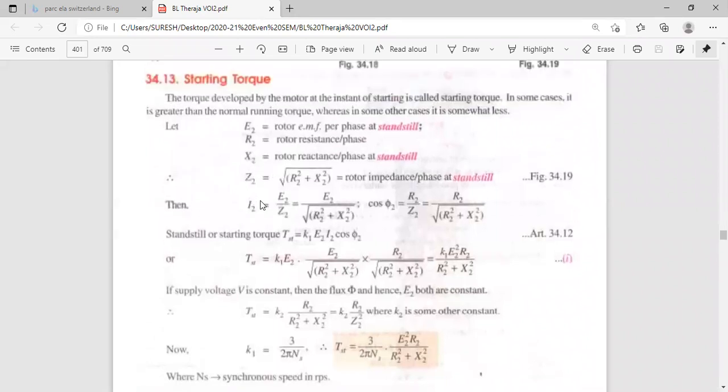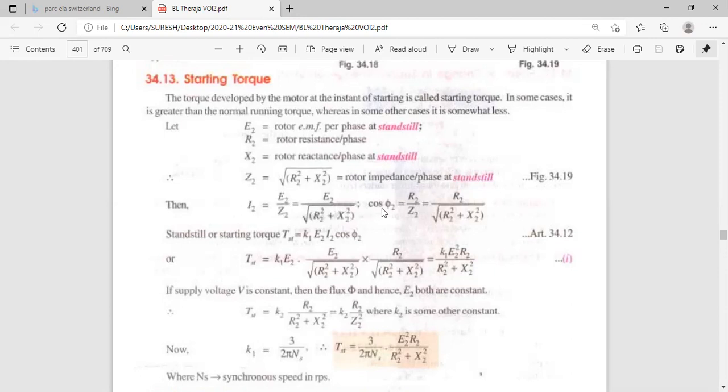Actually, this derivation is not there. For your understanding purpose, I am explaining. We want only the final formula. But listen, I2 is equal to voltage by Z2, E2 by Z2, and the formula for Z2 is square root of R2 square plus X2 square. I am substituting Z2 is equal to square root of R2 square plus X2 square. Okay. This is the I2 formula. This is the current I2.